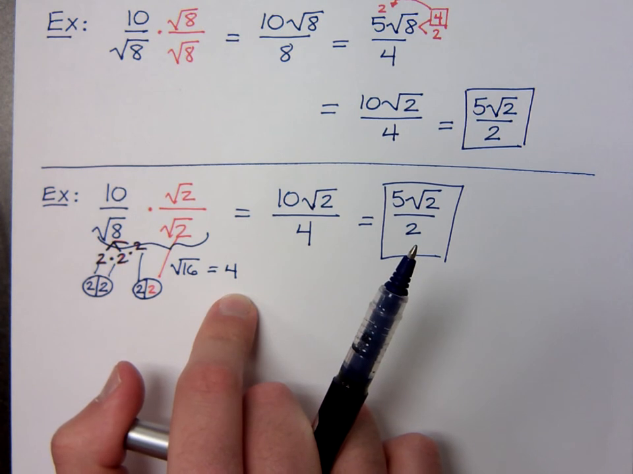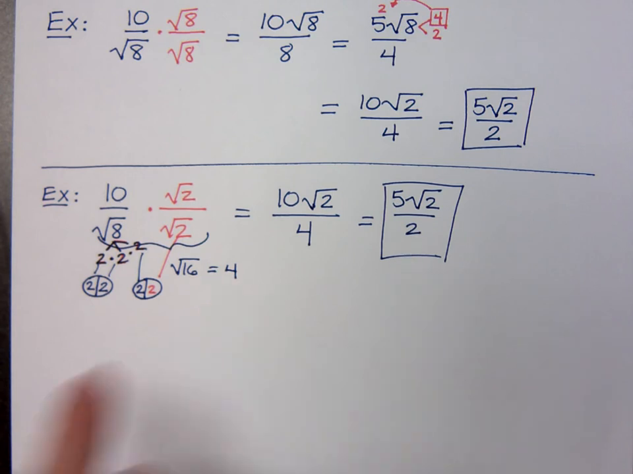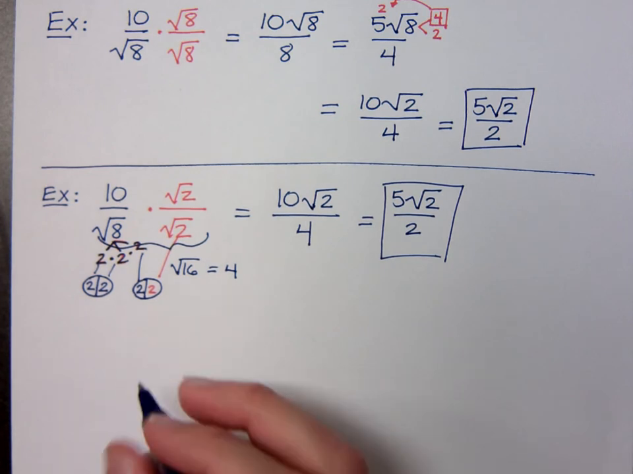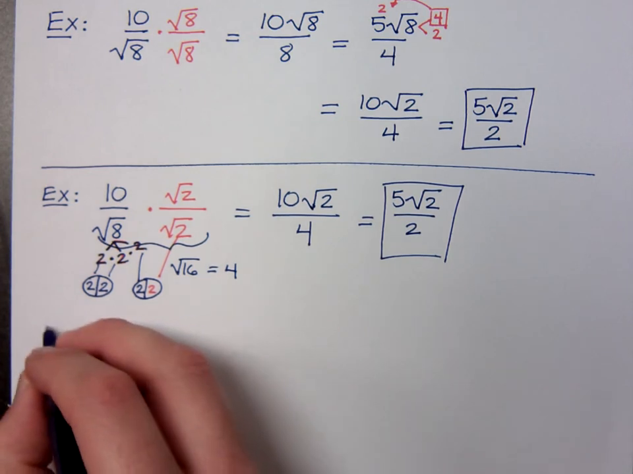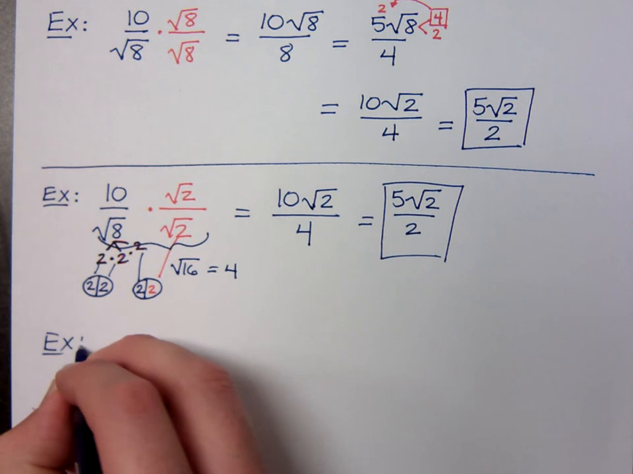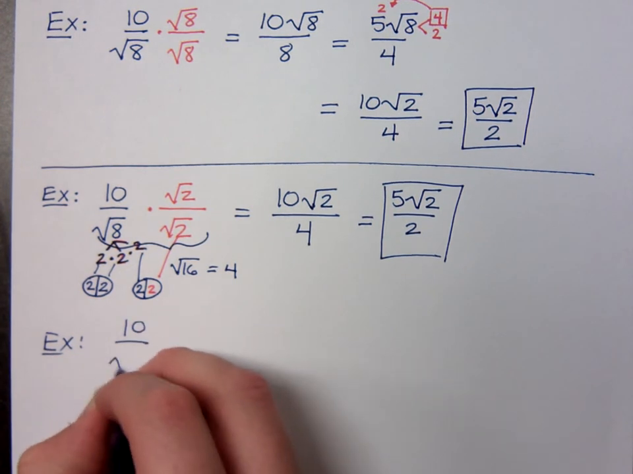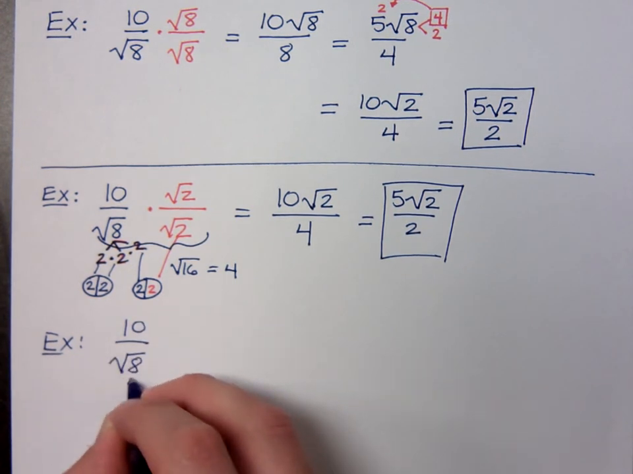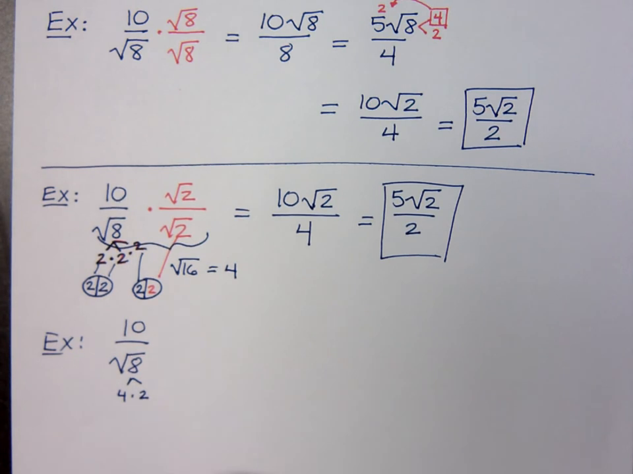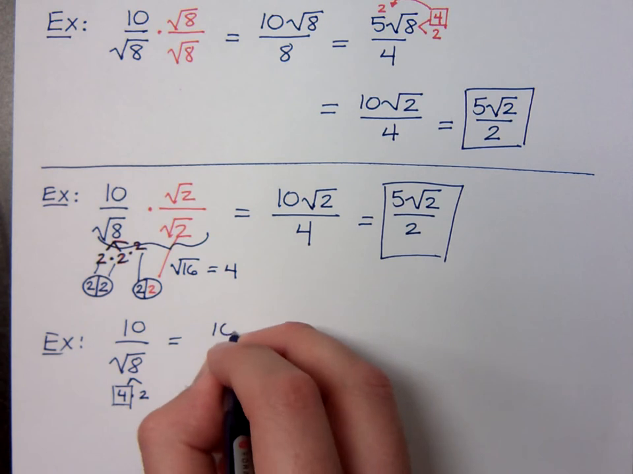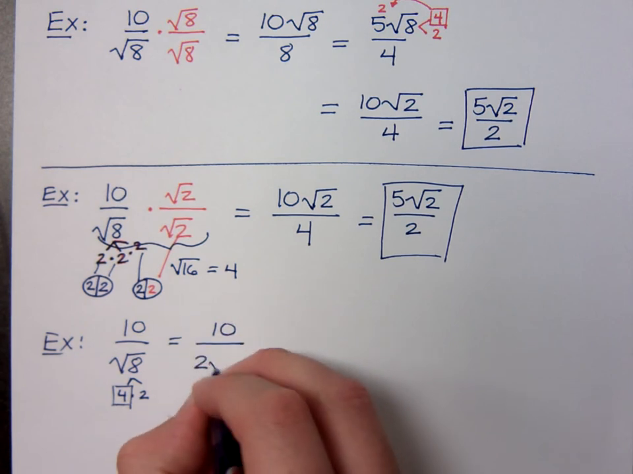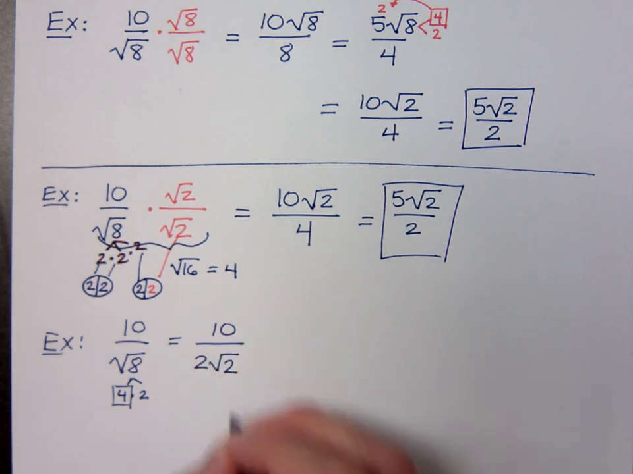I mean, really, you could have done this a third way if you wanted to, because you could have simplified the square root of 8 first. We know that 8 is 4 times 2, right? What's the square root of 4? So the square root of 8 is 2 square roots of 2, right?